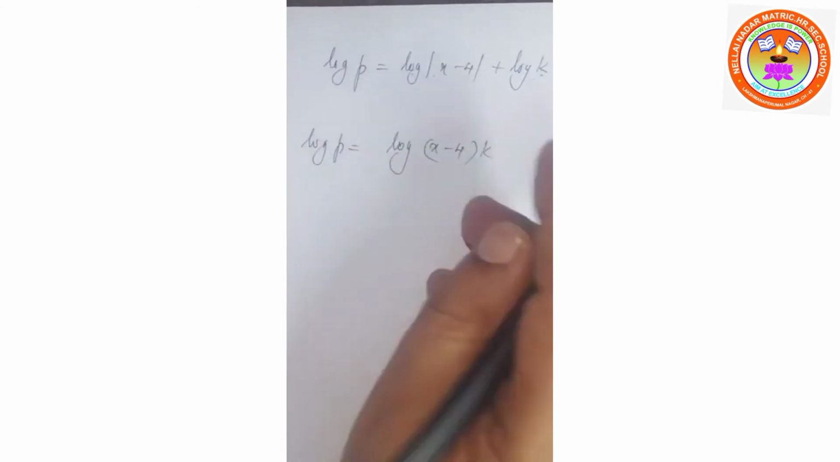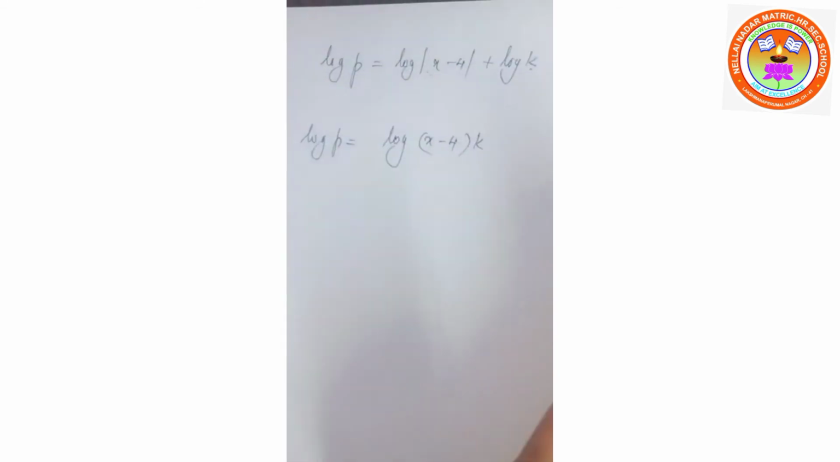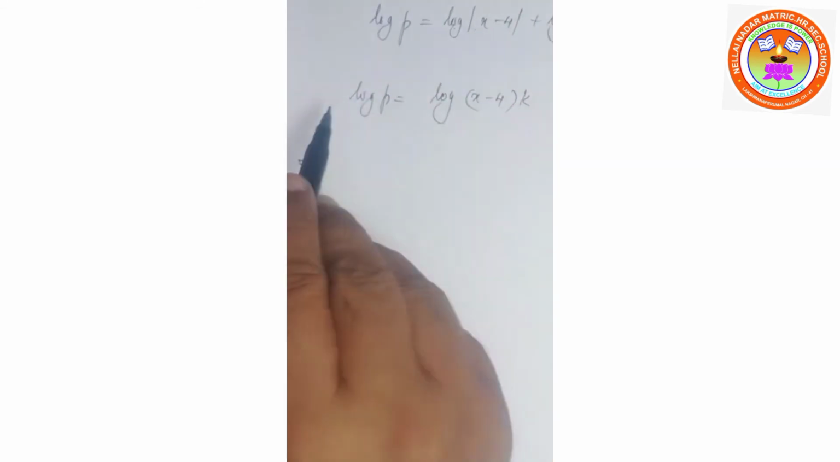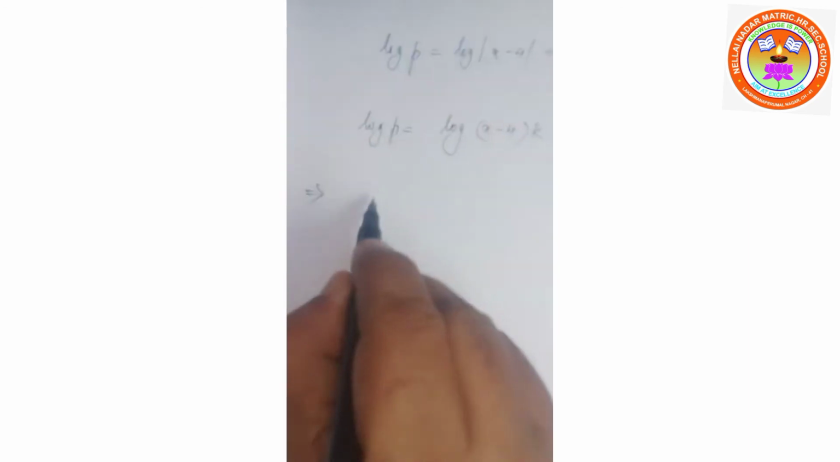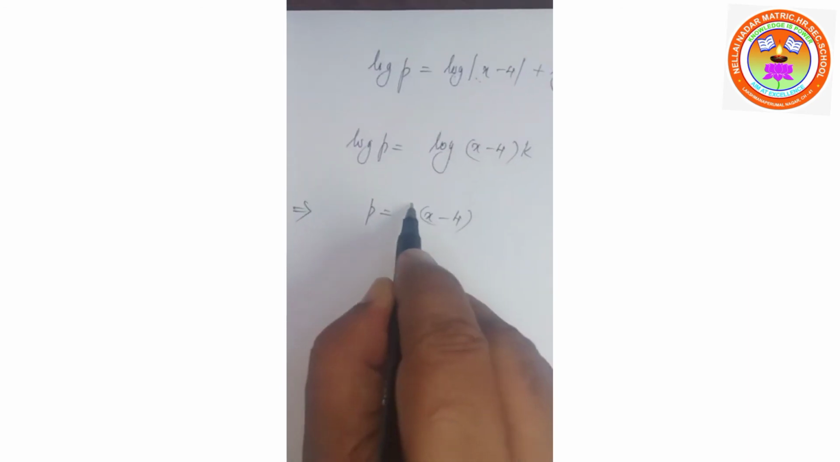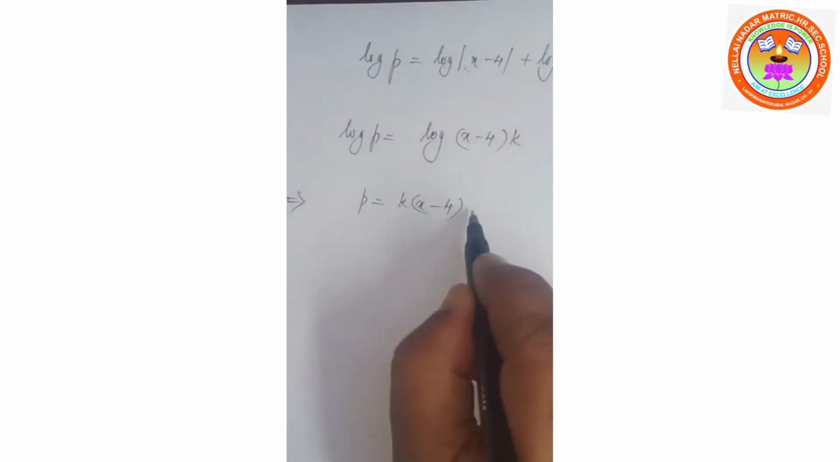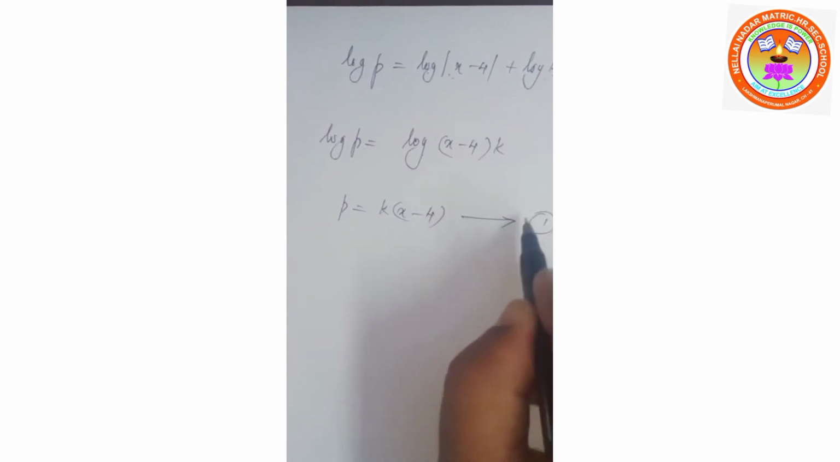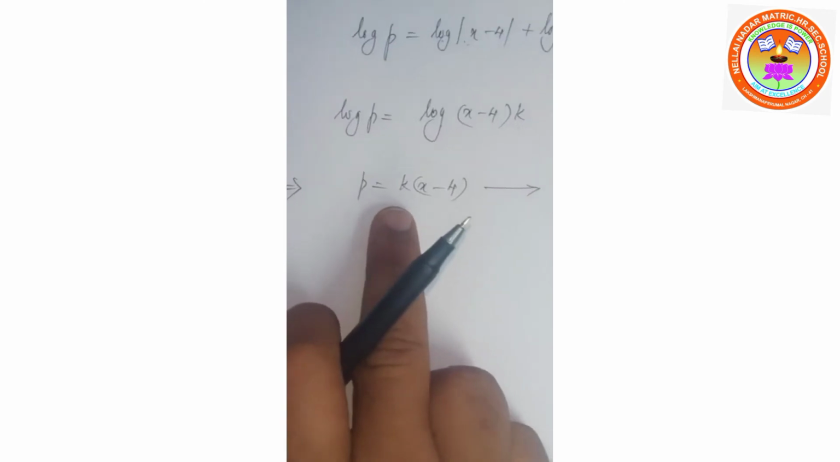You can write that x minus 4 inside the bracket, so you can neglect the modulus. So here 1 log, there also 1 log. So both logs can be eliminated. So p is equal to x minus 4 into k, or k into x minus 4. Let it be numbered 1. We have to find out the value of k.